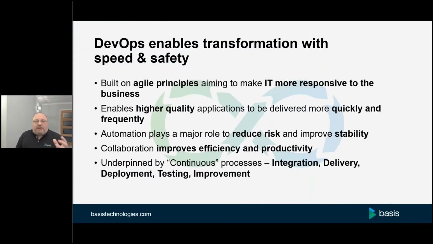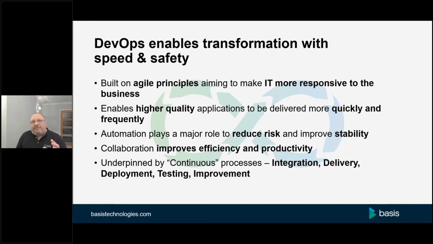So, what is it? What is DevOps? DevOps and Agile are really a set of principles and even some processes that were developed to make IT more responsive to business needs. Yeah? But it's not all just about moving faster.